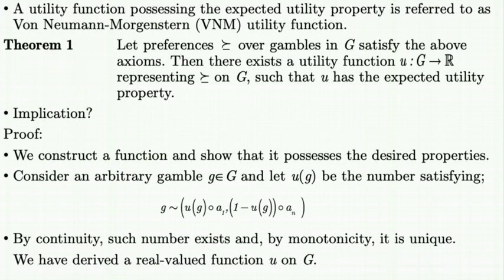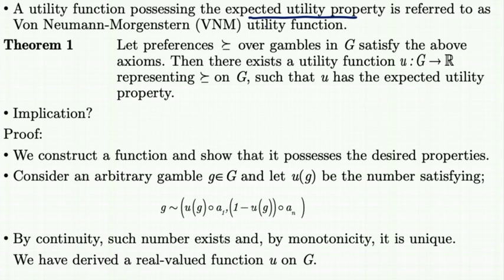Now, whenever we have a utility function that possesses the expected utility property, maybe some of you have heard it before, this is what we call the von Neumann-Morgenstern utility function. So whenever we talk about VNM in short, or the von Neumann-Morgenstern utility function, it is basically an expected utility.